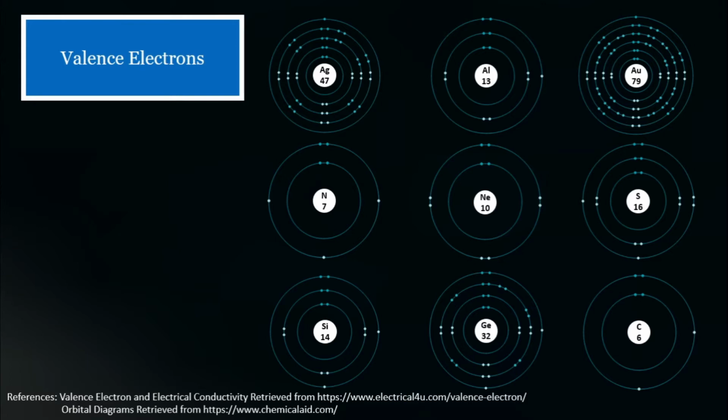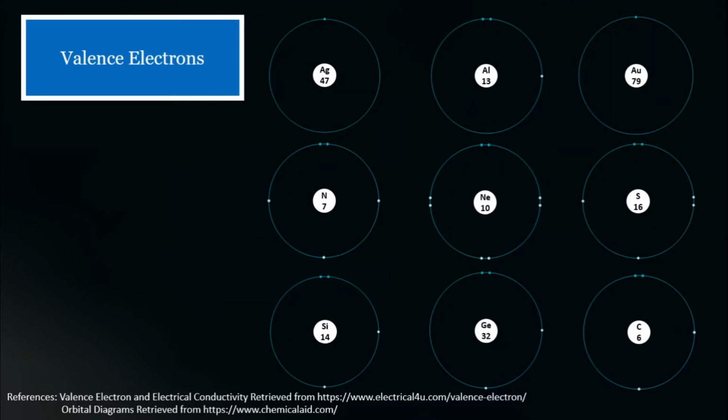Now, if we focus our attention on the valence orbit, it is clear that silver, aluminum, and gold are conductors, with silver and gold having 1 valence electron and aluminum having 3 valence electrons. That is why a computer's processing unit or CPU utilizes golden pins, since gold is a better conductor of electricity than copper.